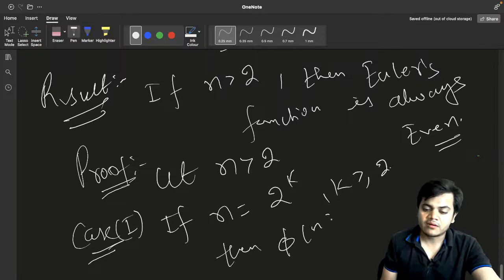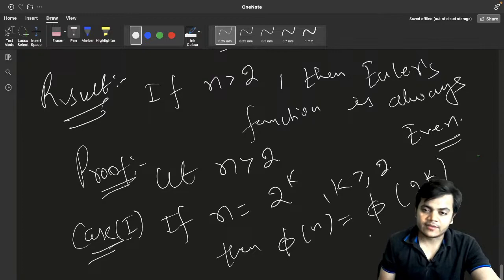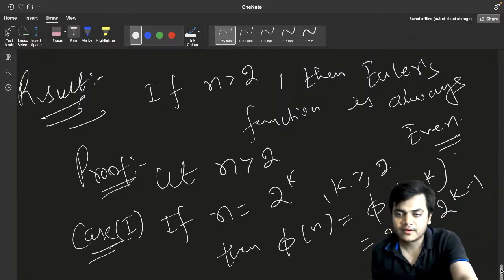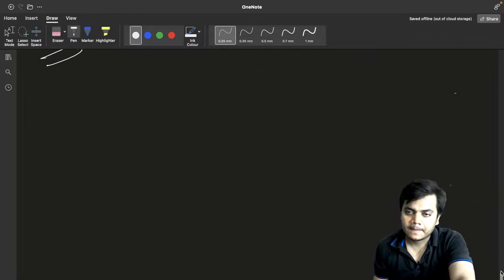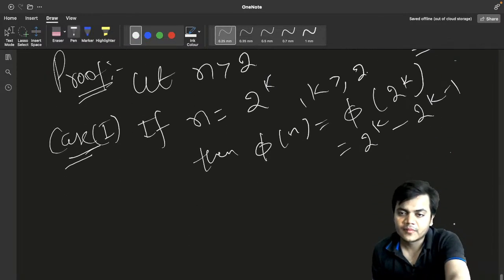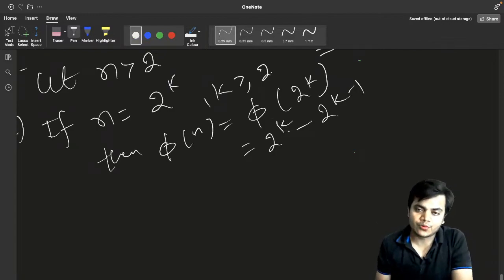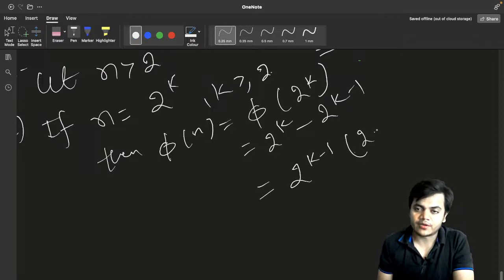Phi of n is equal to phi of 2 raised to the power k for sure. And this can be 2 raised to the power k minus 2 raised to the power k minus 1. Is this fine? From the formula, phi of n is equal to phi of 2 raised to the power k, which is equal to 2 raised to the power k minus 2 raised to the power k minus 1. So we can take 2 raised to the power k minus 1 as common, and then we are going to get 2 minus 1, which is certainly 2 raised to the power k minus 1.